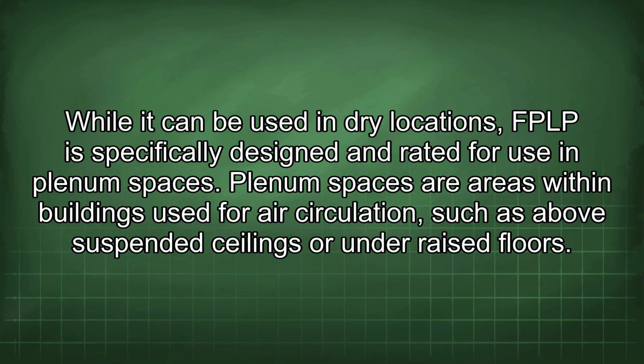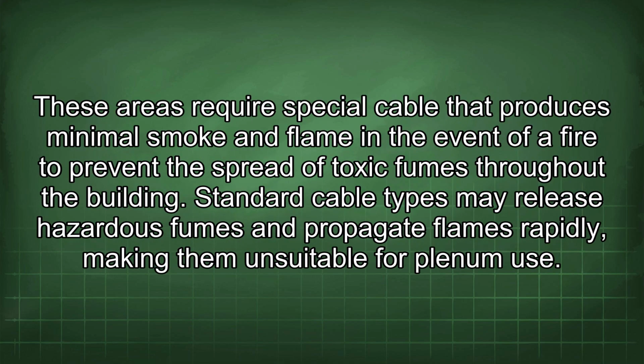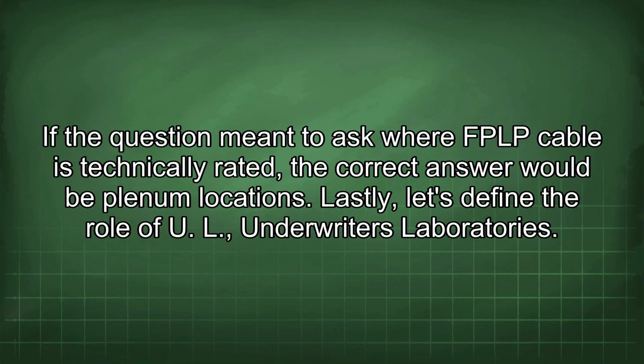Plenum spaces are areas within buildings used for air circulation, such as above suspended ceilings or under raised floors. These areas require special cable that produces minimal smoke and flame in the event of a fire to prevent the spread of toxic fumes throughout the building. Standard cable types may release hazardous fumes and propagate flames rapidly, making them unsuitable for plenum use. If the question meant to ask where FPLP cable is technically rated, the correct answer would be plenum locations.